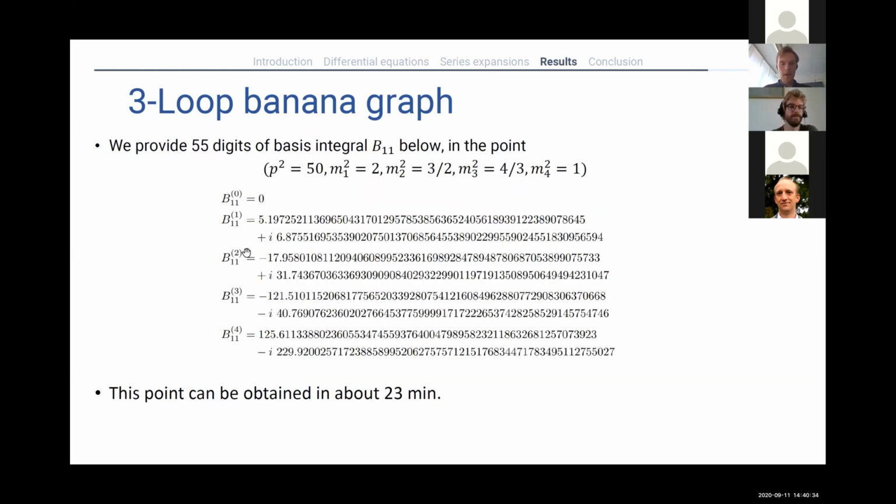And for example, here I provide 55 digits of the basis integral B11. So that's the undotted integral at some point where the masses are different. And p squared is 50, so it's above threshold. So we also did the analytic continuation.